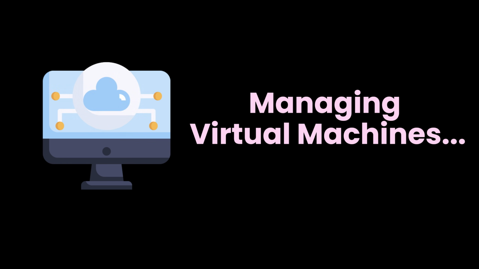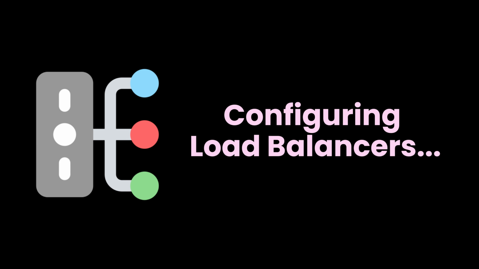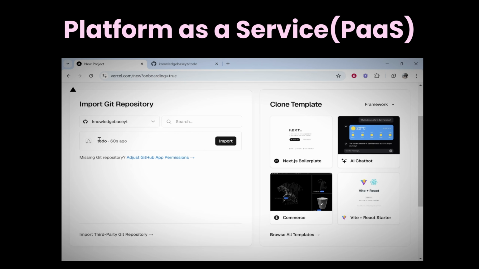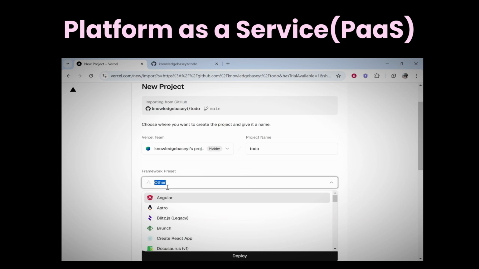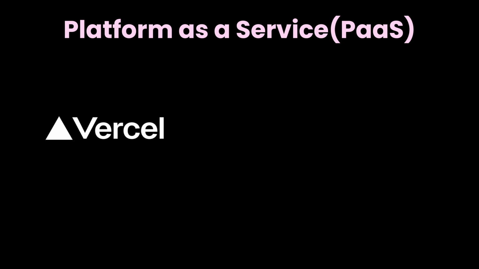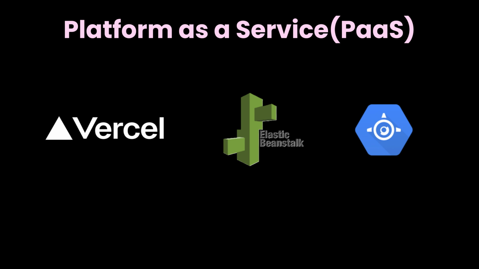However, managing virtual machines, scaling them up and down, and configuring load balancers still takes time and effort. To simplify this, cloud providers offer another model called Platform as a Service, or PaaS. With PaaS, you don't manage servers directly at all. You upload your backend code, and the platform automatically handles server creation, scaling, load balancing, and integration for you. Platforms like Vercel, AWS Elastic Beanstalk, and Google App Engine fall into this category.